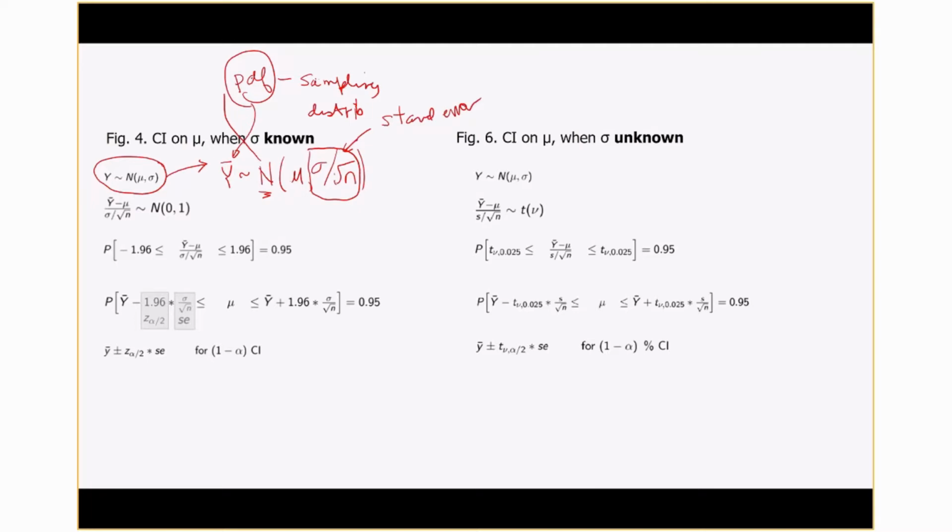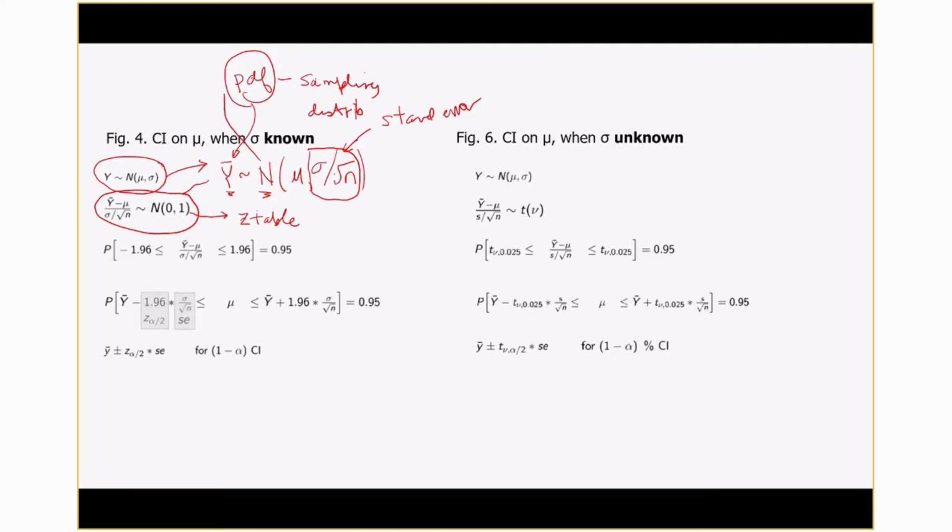So with all this in hand, what we did was we started off with y bar, we subtracted mu divided by sigma root n, and that gave us the normal distribution. Why is going to the normal distribution important? Because if we go to the normal distribution, then we can use our Z table.